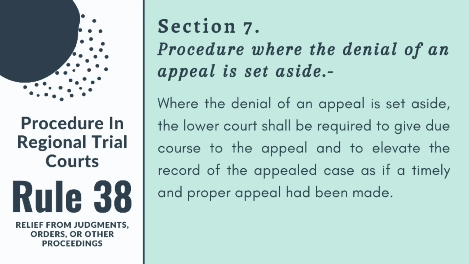Section 7. Procedure where the denial of an appeal is set aside. Where the denial of an appeal is set aside, the lower court shall be required to give due course to the appeal, and to elevate the record of the appealed case as if a timely and proper appeal had been made.